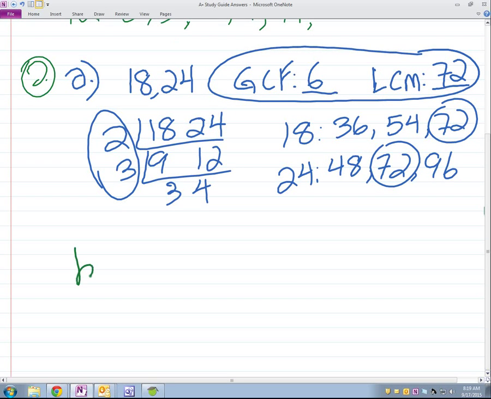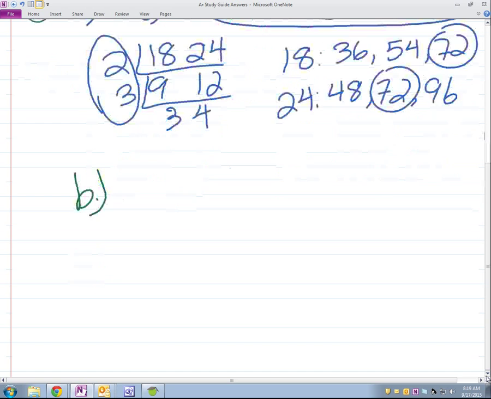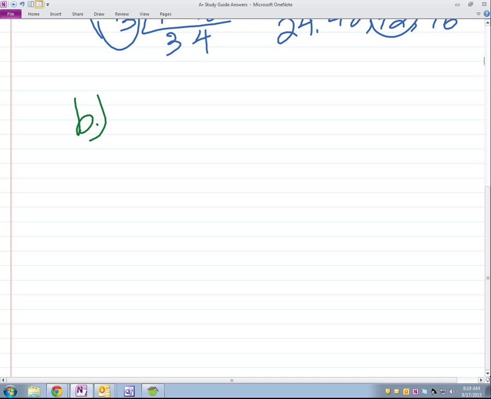Okay. B. For B, we have the same situation. I'm going to use the ladder method again with 12 and 18 because it said at least once. Or, did anybody use the list method on this one? Is it all right if I use the ladder method again since most people did? If you get a different answer, I can look at it for you.